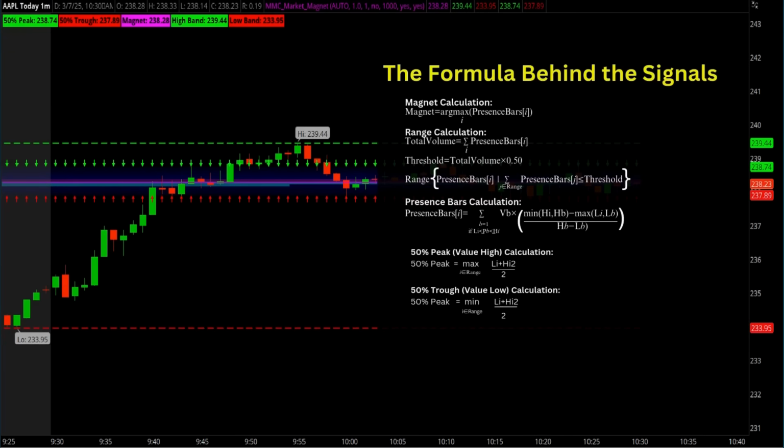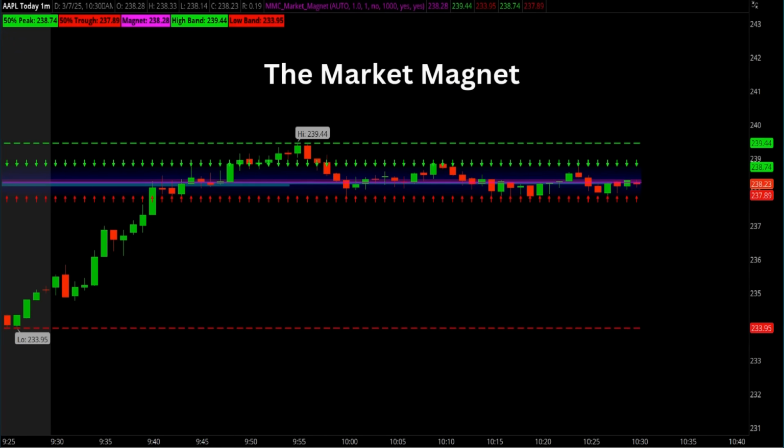The 50% peak, also known as the value high, is the highest price level within the range where significant volume has accumulated. It is determined by averaging the high and low of each price level in the range and selecting the highest one. Similarly, the 50% trough, or value low, is the lowest price level within the range. It is calculated the same way, by averaging the high and low of each price level in the range and selecting the lowest one. The market magnet with its magnet range, presence bars, 50% peak and 50% trough creates a powerful visualization of market activity, helping traders identify key price zones where the most volume has been exchanged.